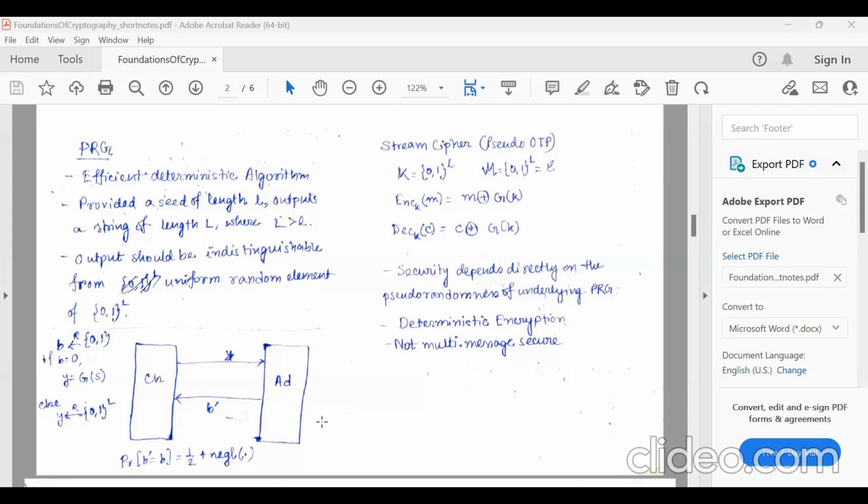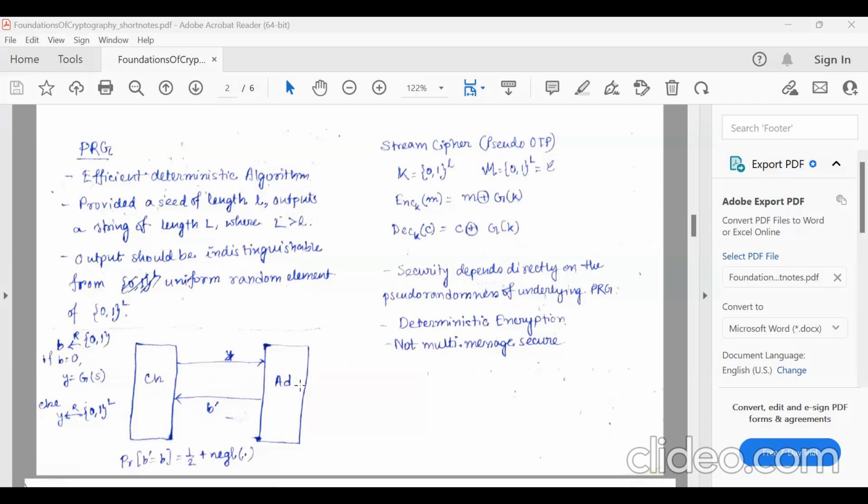of {0,1}^L, I have written. So capital L, you can think of the PRG as taking as input a seed of length small l, and outputting a bit string of length capital L, such that capital L is strictly greater than small l. And the output should be indistinguishable from a uniform random element of the space {0,1}^L. Okay, so the game we define like this.